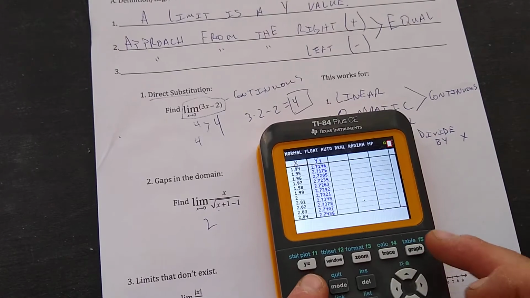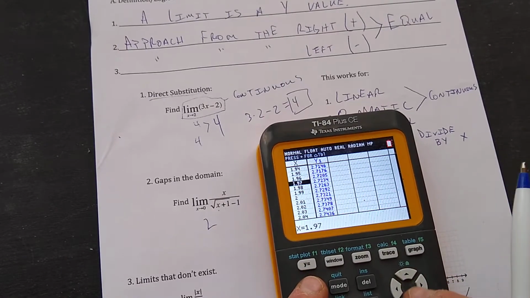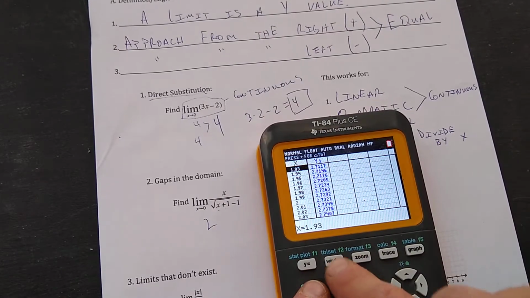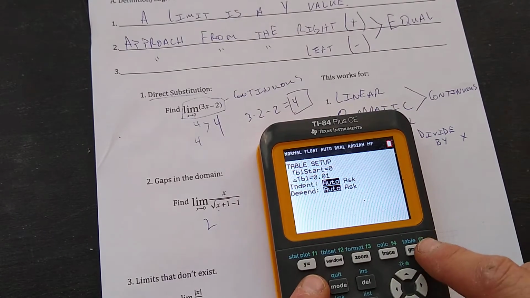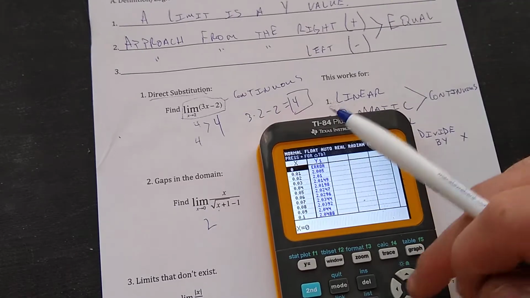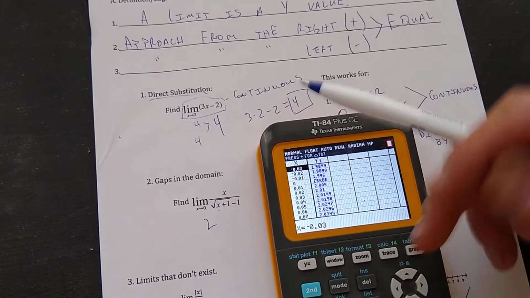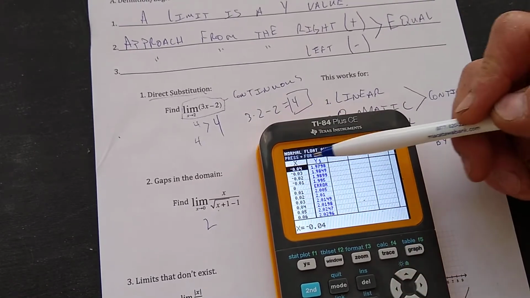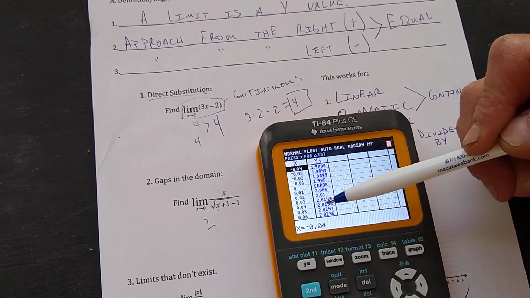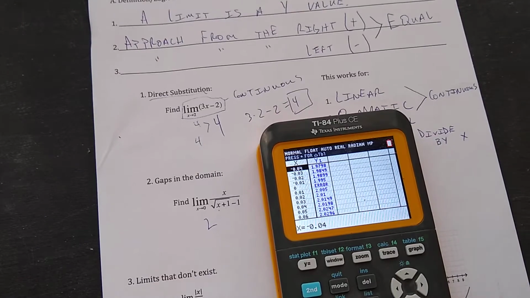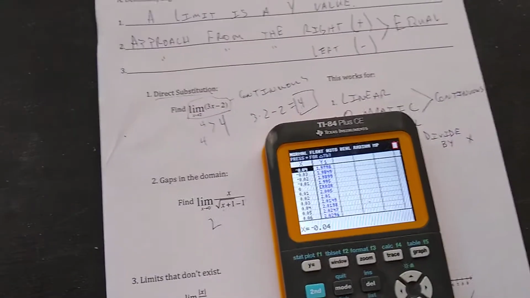We'll go to the table. We'll get close to 0. I'm going to use table set here. Table set, let's start at 0. And let's look at this one right here. So right at 0, you can't get a value, but it looks like these y values are getting closer and closer to 2. We're getting closer and closer to 2. So because those two values are the same, it has a limit.